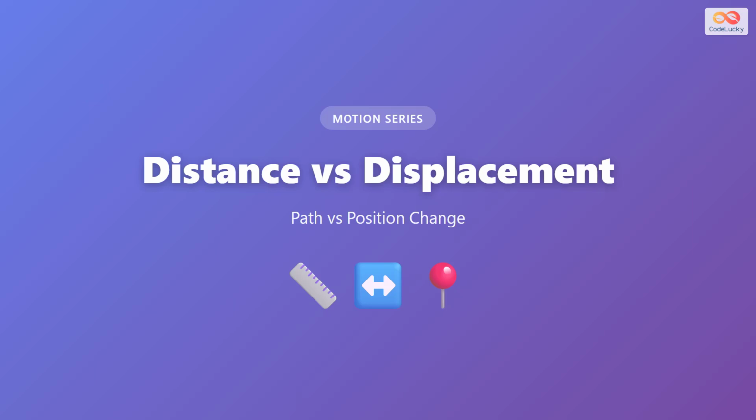This is part of our motion series where we explore fundamental concepts in physics. Today, we'll understand the key difference between the total path traveled by an object and its change in position. These two concepts may sound similar, but they describe motion in very different ways. By the end of this lesson, you'll be able to distinguish between path and position change with confidence.